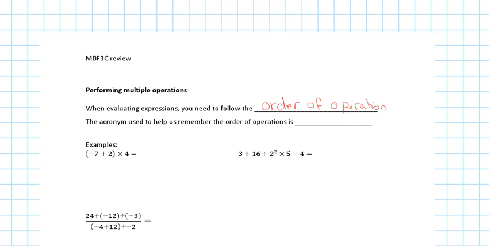The acronym used to help us remember the order of operation is, as you guys mentioned, BEDMAS. B stands for bracket, E stands for exponent. Now you have to be careful with division and multiplication, because whatever appears first. If multiplication appears first, you have to do that first, then you do the division. And then addition and subtraction, you can do together.